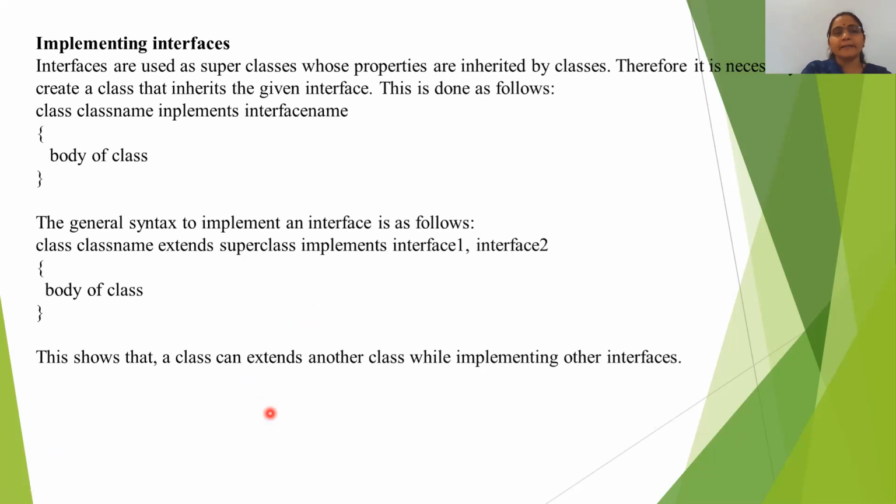Now, after extending the interface, how do we implement the interface? Because if you want to implement multiple inheritance, then in that case you must implement the interface. Interfaces are used as superclasses whose properties are inherited by classes. Remember that in the case of implementing interfaces, the interfaces always act as superclasses, and their properties are inherited by the classes. Therefore, it is necessary to create a class that inherits the given interface. So how do we implement the interface?